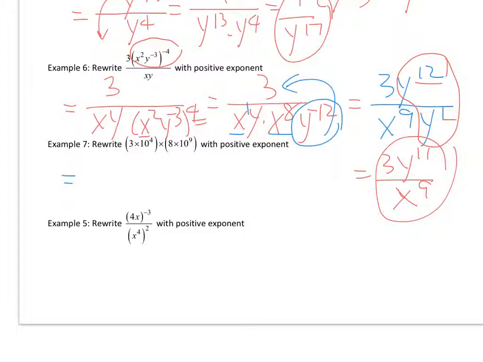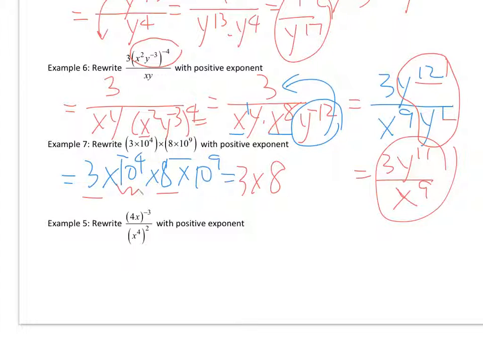Let's look at this. Multiplication is commutative, so actually I can remove the parentheses. 3 times 10 to the 4th times 8 times 10 to the 9th. I just said multiplication is commutative, so I can put the numbers together. 3 times 8. And now I'm looking at 10 to the 4th times 10 to the 9th. 10 as the base. They have same base. So it's going to be 10 to the 4 plus 9 as a 13. 3 times 8 is 24 times 10 to the 13th.